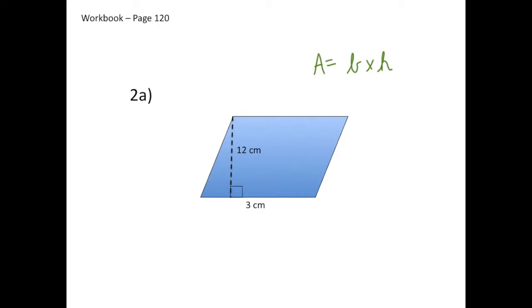So my base is 3 centimeters. So I'm going to do 3 times, and my height is 12 centimeters. And I know that my height is 12 centimeters because it's shown with that dotted line right here. So 3 times 12 equals 36, and I need to make sure it's labeled correctly. So the area of this parallelogram is 36 centimeters squared.